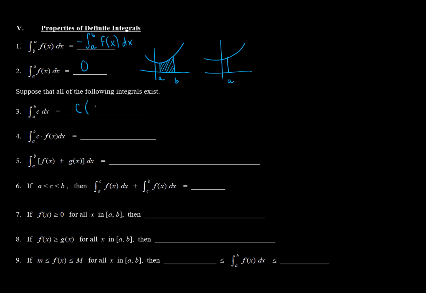Here, if you're just doing the integral of just a constant, it's going to be c times b minus a. And here, if you've got the constant in the function, you just move that constant out.